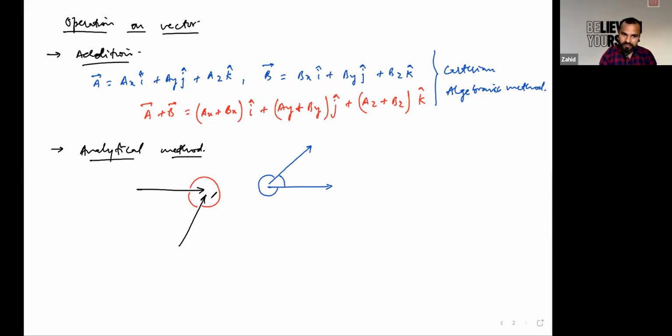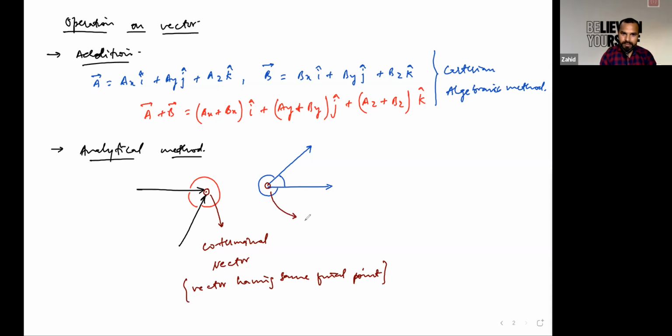A vector or a combination of vectors which having same final point is termed as coterminal vector. Vector having same final point or head. Similarly, in this part, two vectors are originating from same point. So we will say co-initial vector. It means vector having same initial point or starting point.